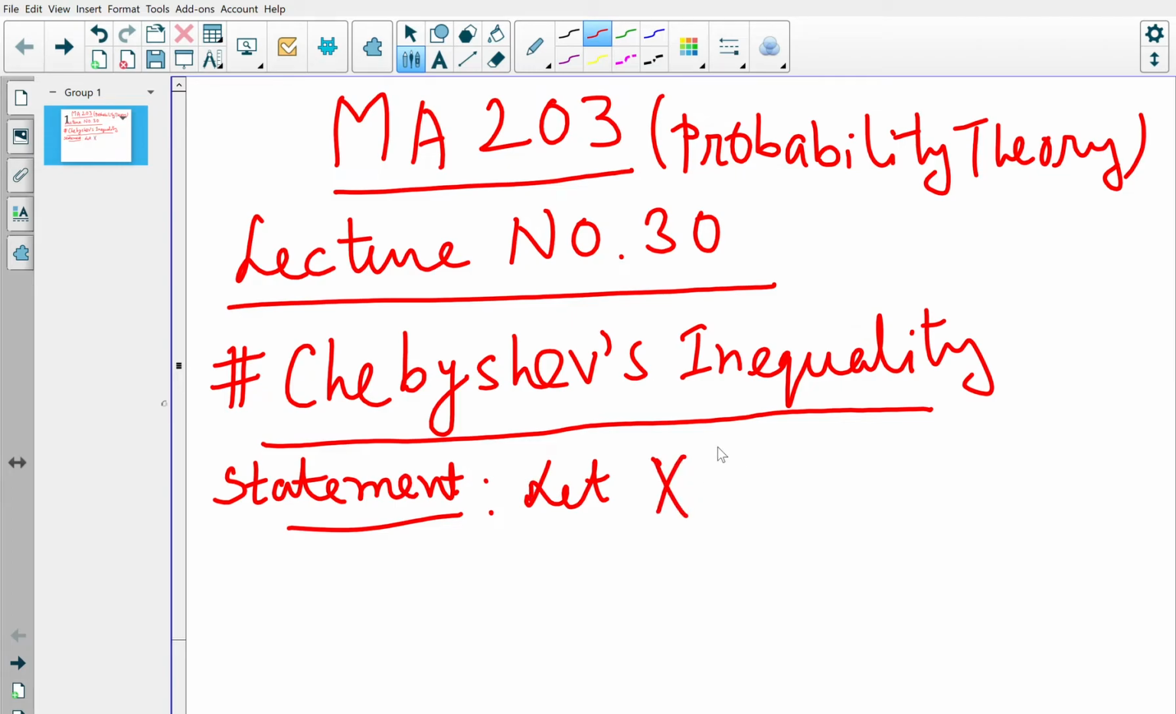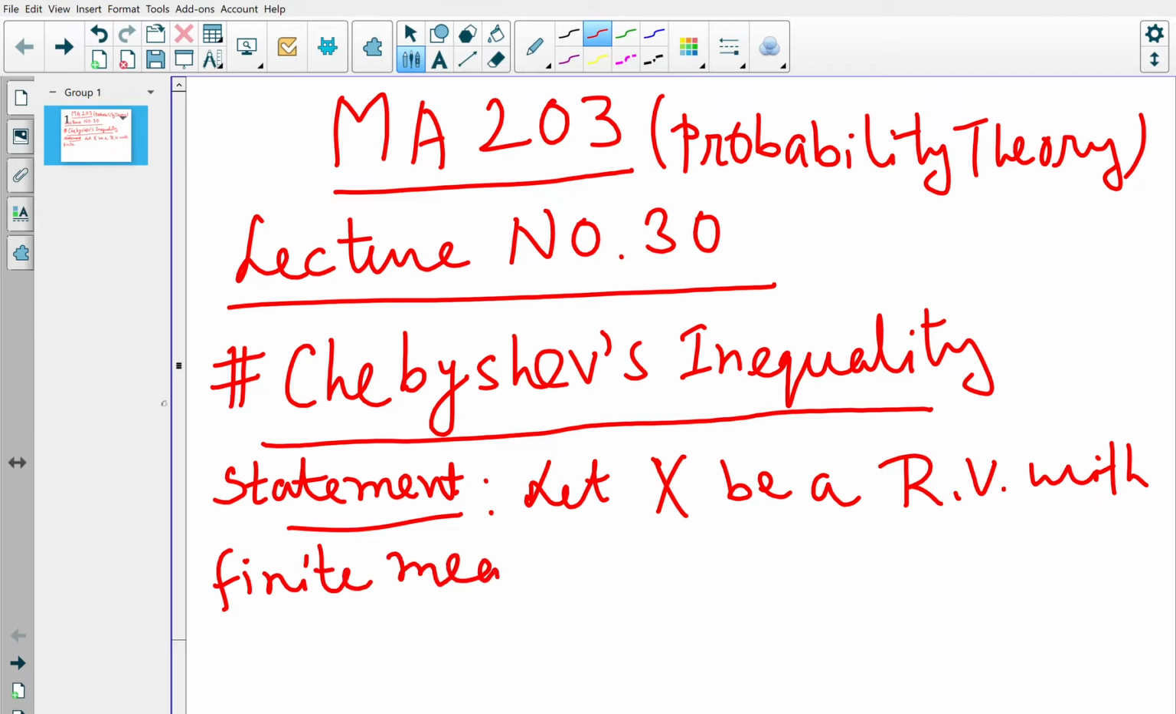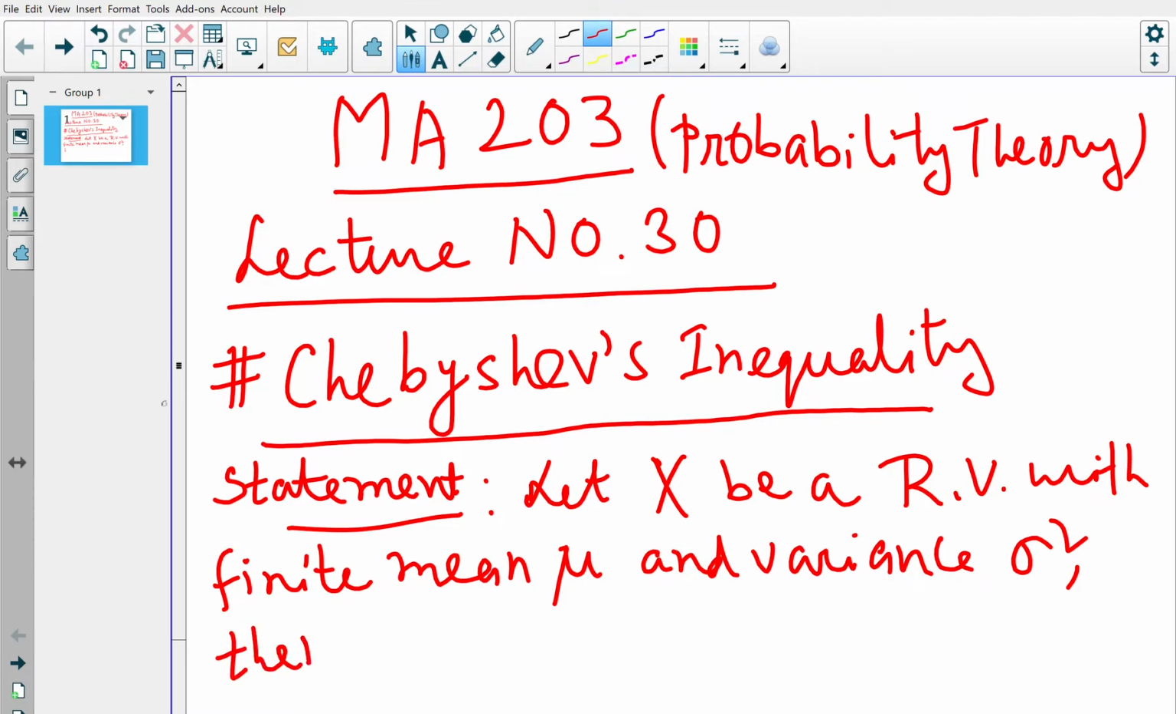So let x be a random variable with, say, finite mean mu and variance sigma squared, and then for any k positive this thing happens. What is the thing?